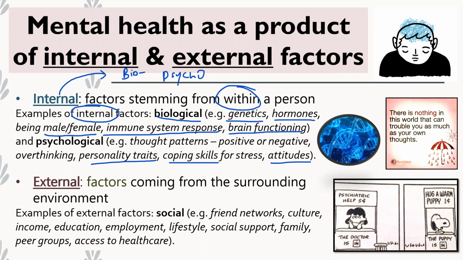your mental health then. When we're talking about external factors, we're talking about factors that come from your surrounding environment, from the world around you, in other words. So whatever world or community or society you come from, basically those societies have external factors. And examples of that include what kind of friend networks you have, the culture you come from, the kind of income you have, or the income that your workplace gives you. Education, whether you have access to proper schools and universities to get educated. Employment, which basically means, are there job opportunities where you live?